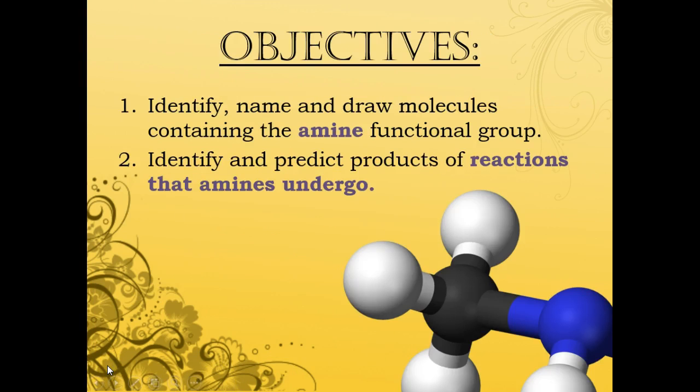Alright, so to recap what you saw today, we looked at how you name molecules and draw them that contain amines, the NH2 group, both for primary, secondary, and tertiary cases. We also looked at some products that amines undergo as bases and as the alkylation reaction with alcohols to produce an amine. If you have any questions on anything you saw, please bring it to class.